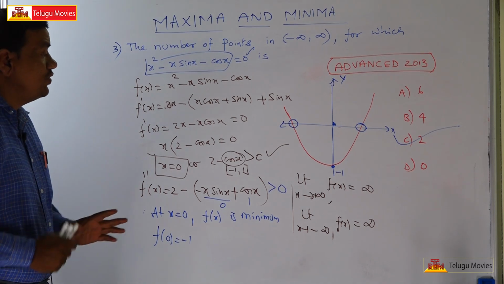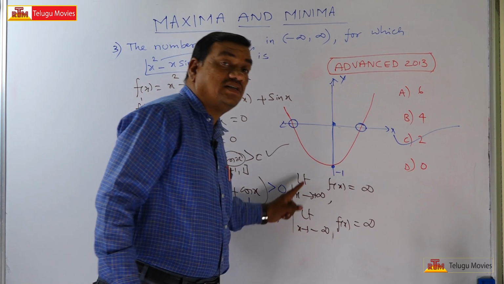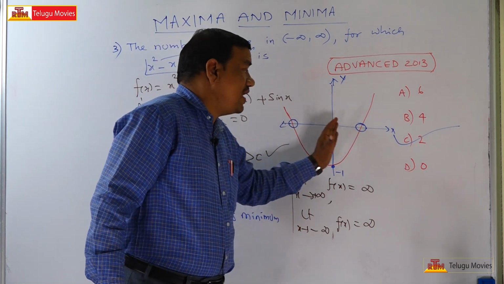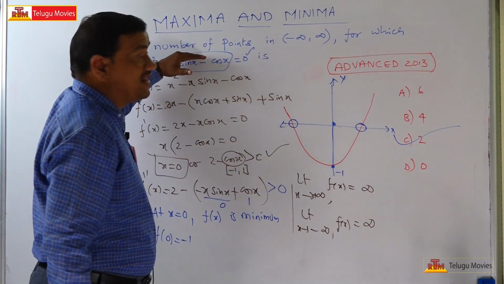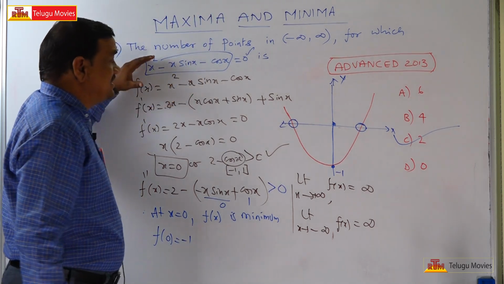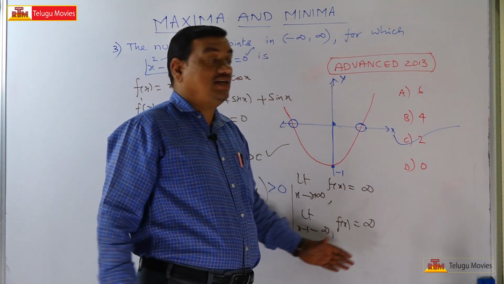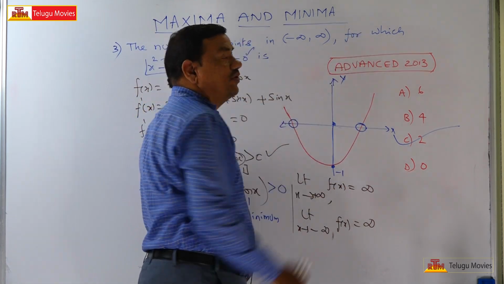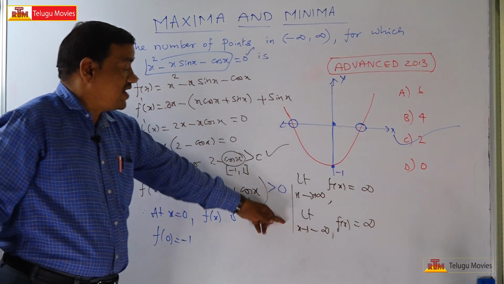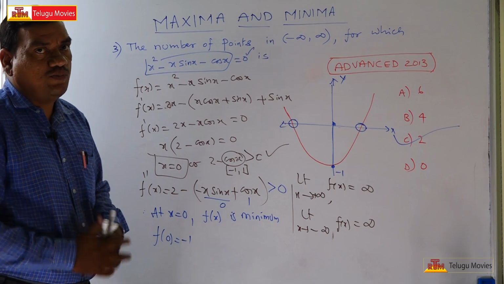Okay, right. So here, up to that, everybody catch the point. These 2 points are very important. As x value tends to plus infinity, f of x also tends to plus infinity. As x tends to minus infinity, f of x also tends to plus infinity. So both are increasing. If you observe these 2 points, the problem will be very, very easy. Okay, so let us go for the next problem.